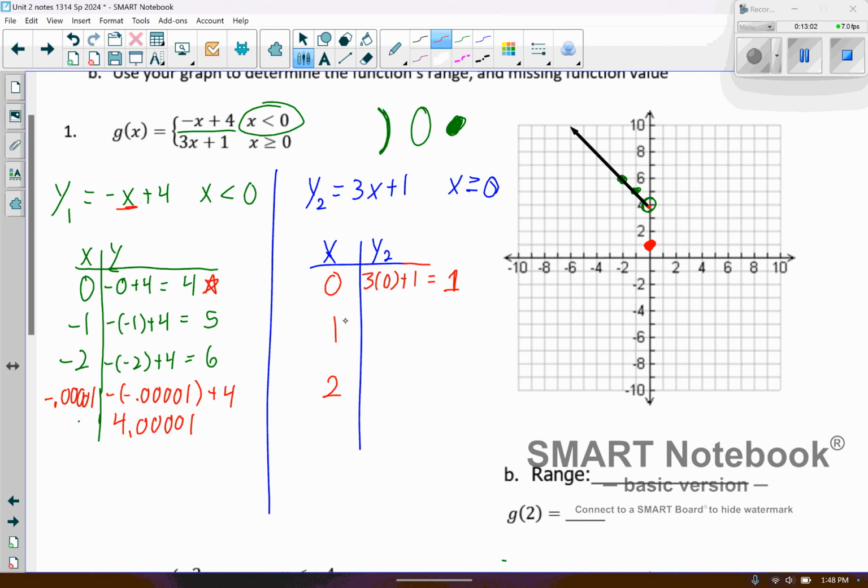So let's see, if we plug in 1, 3 times 1 plus 1. Well, 3 times 1 is 3. 3 plus 1 is 4. So at 1, 4, we have a point. And then if I plug in a 2, 3 times 2 plus 1. Well, 3 times 2 is 6. 6 plus 1 is 7. So at 2, I'm going to be all the way up here at 7. And we can go ahead and connect that.